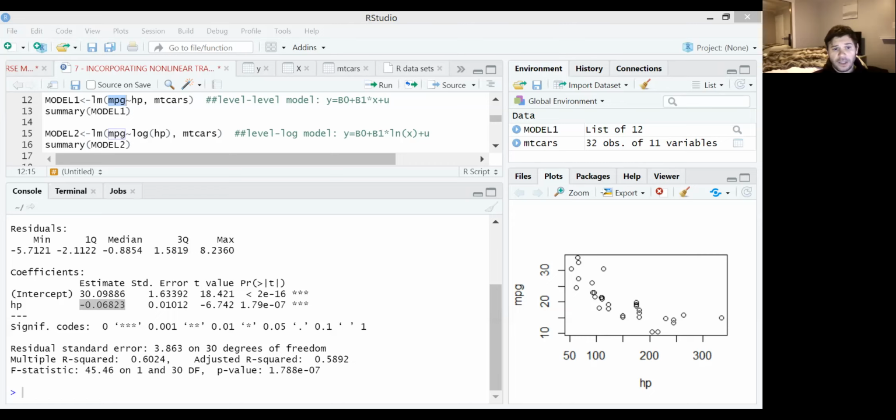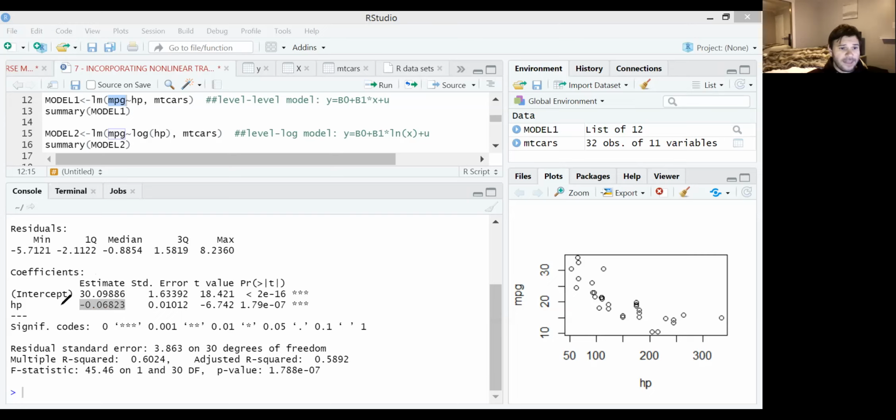0.06823. Or similarly, a 100 unit increase in the horsepower variable. So if we have an increase in the horsepower variable by 100 units, then we would take this decimal point and move it over 2 places, 1, 2, and that would tell us we would get a reduction of about 6.823 miles per gallon.